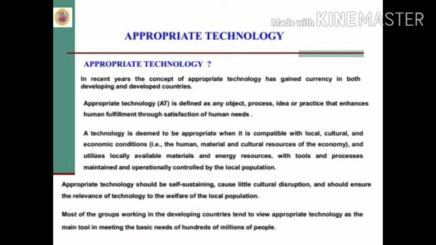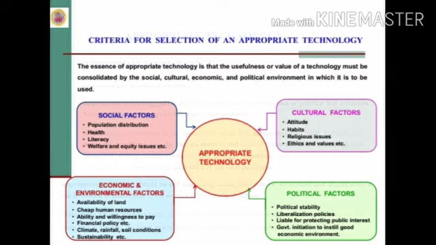Appropriate technology should be self-sustaining. It causes little cultural disruption and should ensure the relevance of technology to the welfare of the local population. Most of the groups working in the developing countries tend to view appropriate technology as the main tool in meeting the basic needs of hundreds of millions of people. Selecting an appropriate technology, certain factors must be considered.